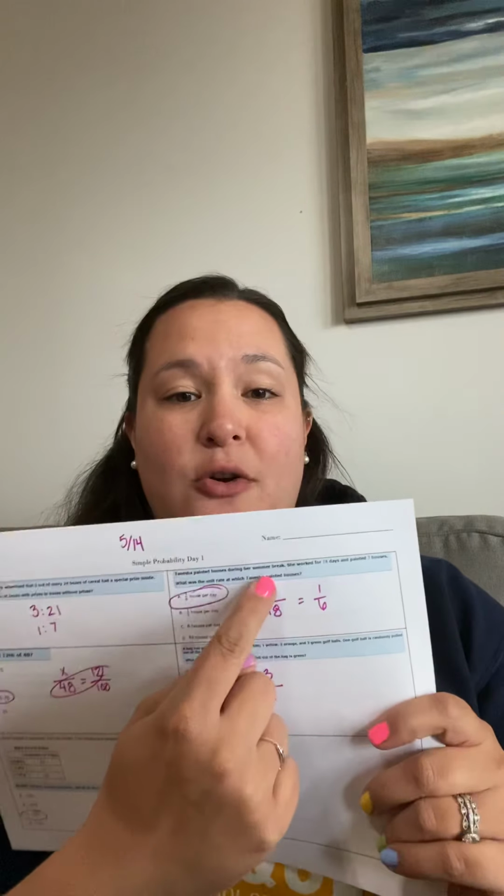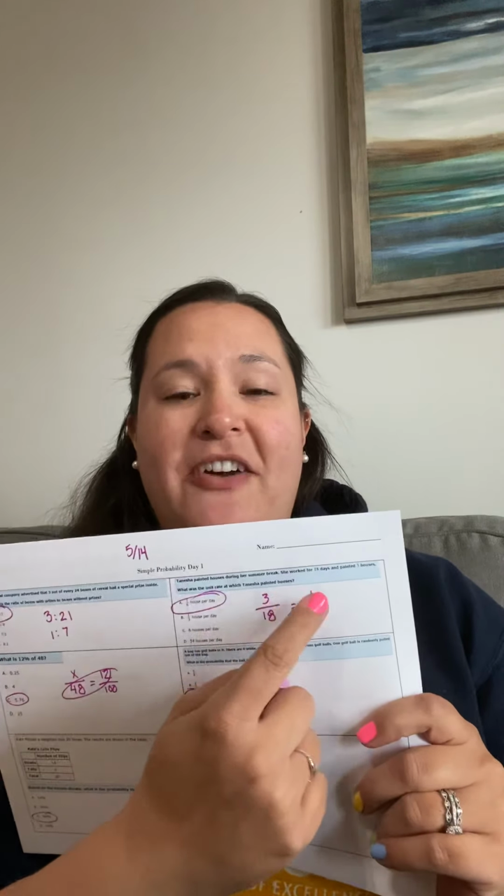On the next one, it says that it takes her 18 days to paint 3 houses. So if we're figuring out what part of a house per day she can do, we're going to do houses over days, which I can simplify to 1 over 6. So that's why it's 1/6.